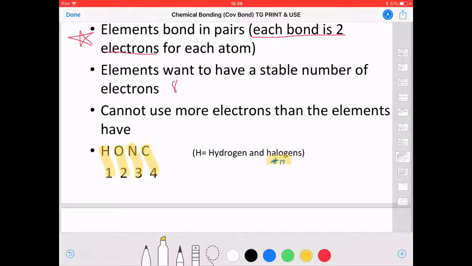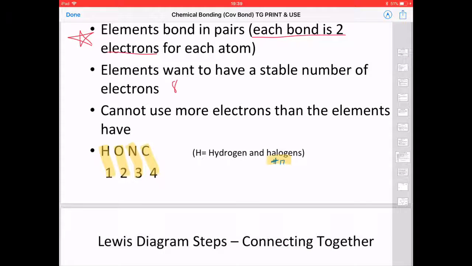The reason is because of their number of valence electrons. If you take oxygen, for example, or any element in oxygen's family like sulfur, they all have 6 valence electrons, meaning they need 2 more to be stable, to get to their number of 8. So that's where that 2 comes in. That's why it needs 2 more bonds, because it needs 2 more electrons to be stable.